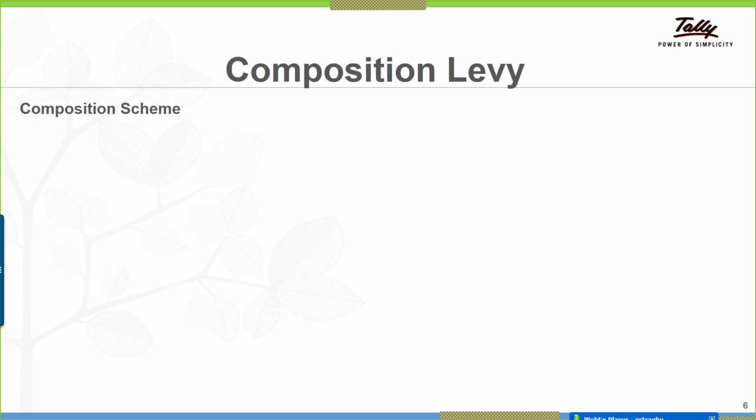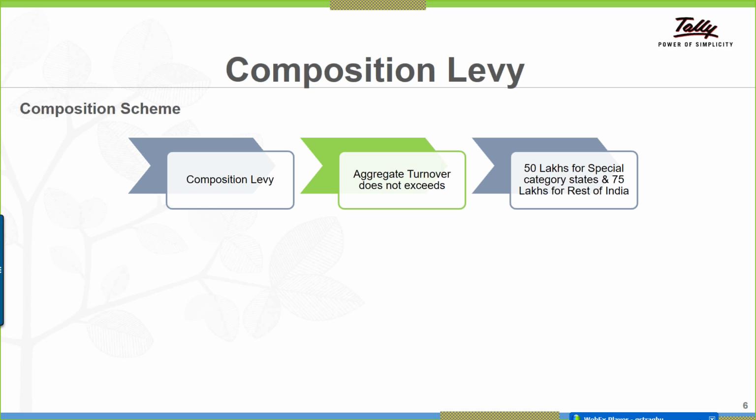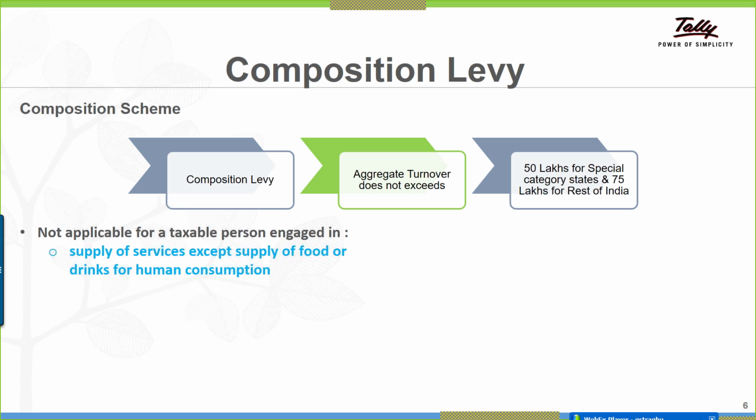Okay. Composition levy. For composition levy, if the aggregate turnover does not cross 50 lakh for special category states and 75 lakh for the rest of India, then they can come under it. Okay. So what are the advantages and disadvantages of a composition tax?